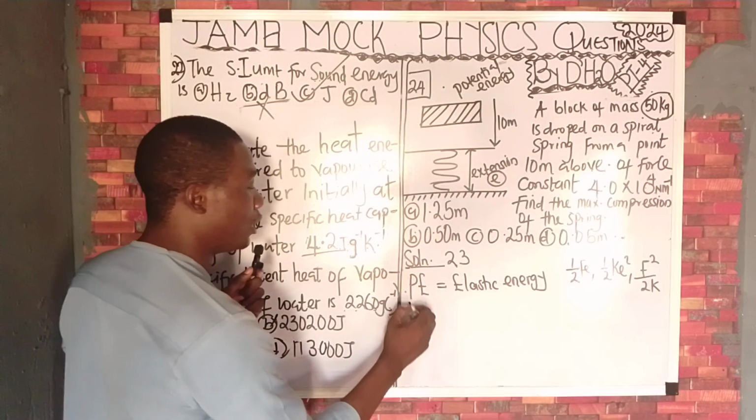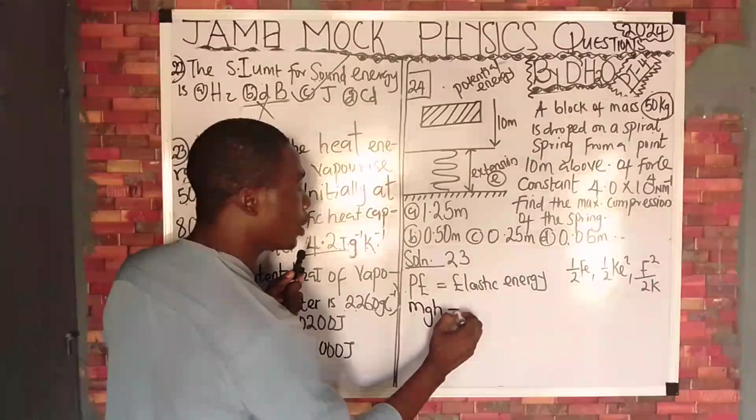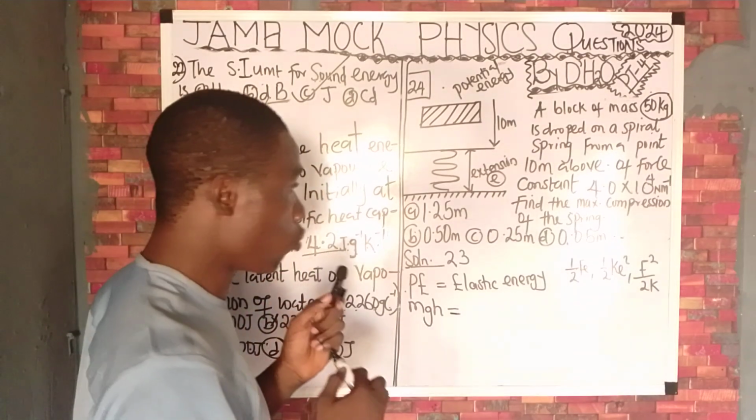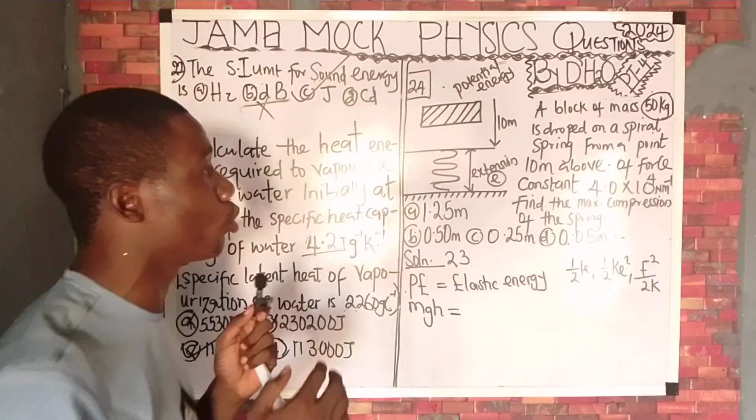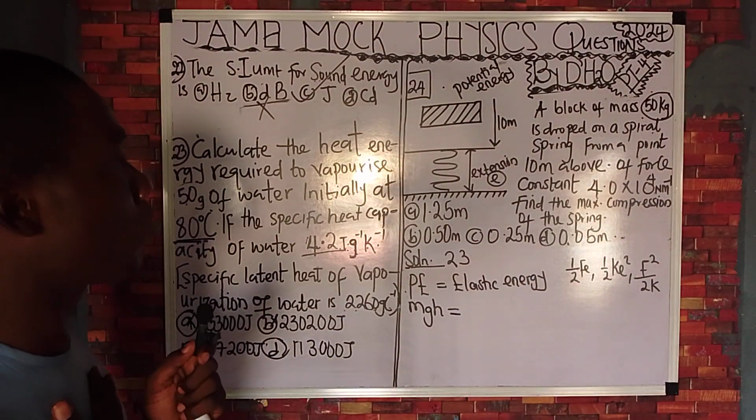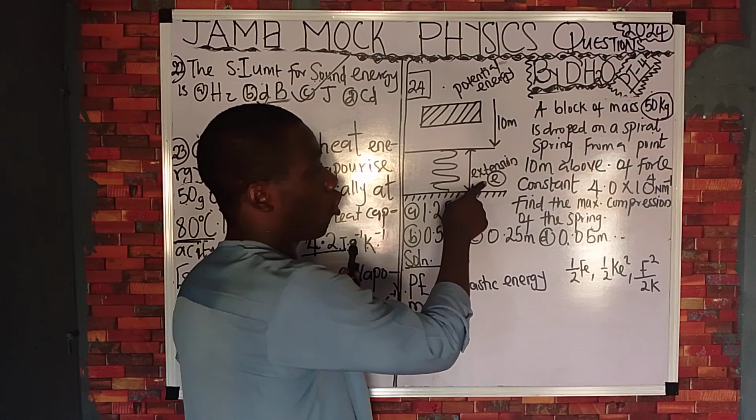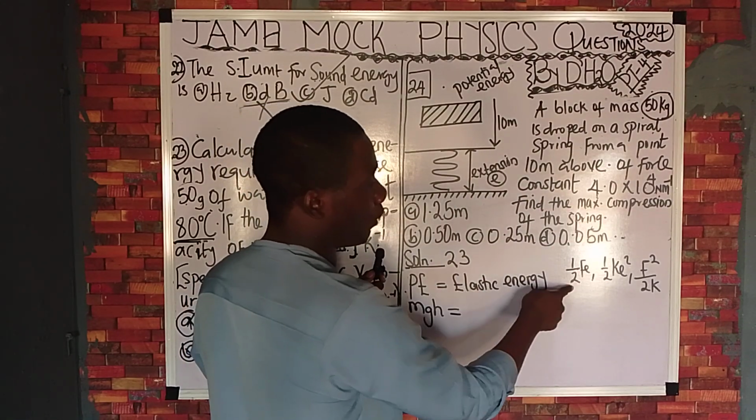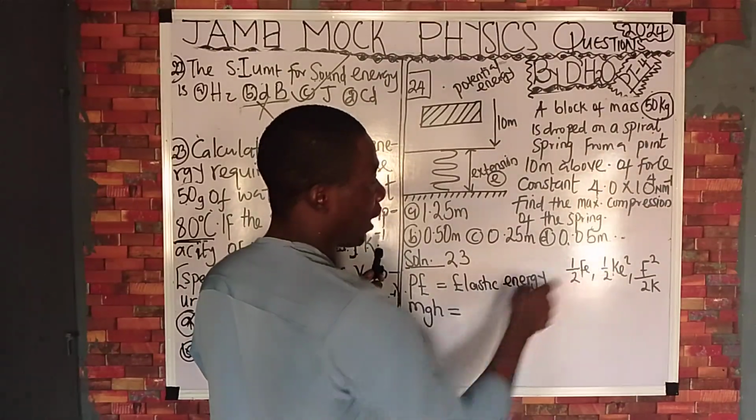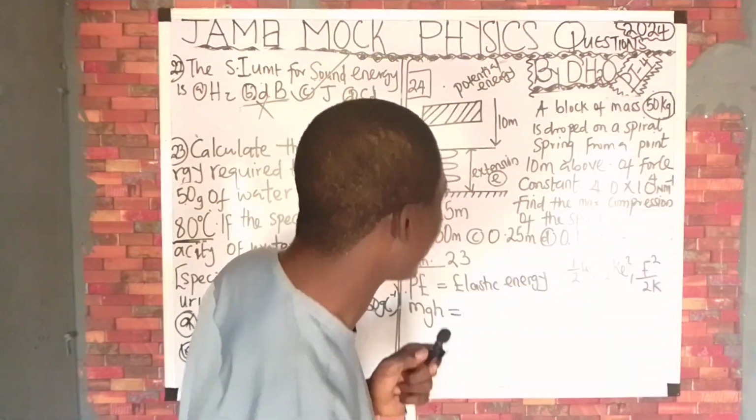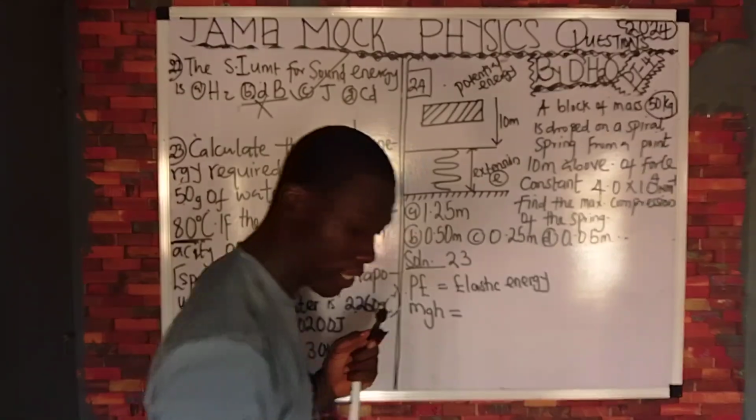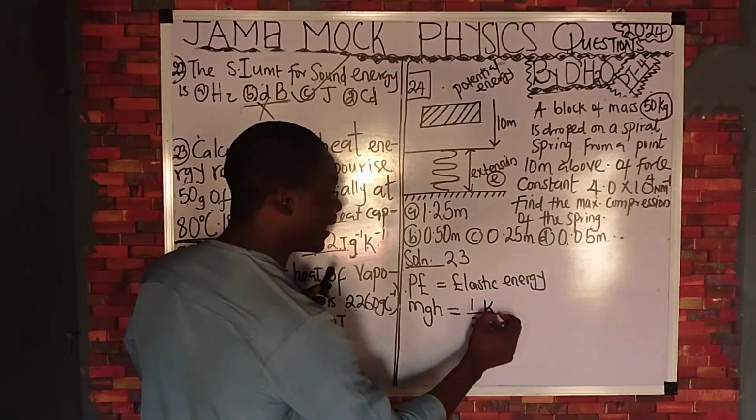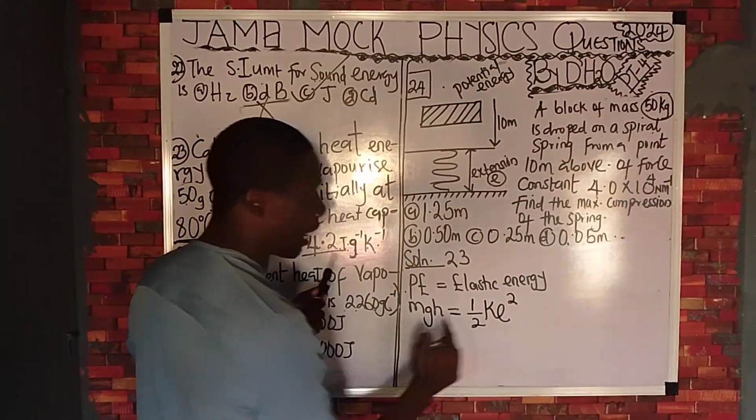Now, what's your potential energy? The formula is mgh. What's your elastic energy? The elastic energy formula you are going to use will be determined by the parameters given to you in the question. In the question, we are told to find the extension or compression, and they gave us the force constant. So we have e and k. You look for the formula that has e and k and use it, which is 1 over 2 ke square. So we can say that mgh is 1 over 2 ke square. From there we can get our e.